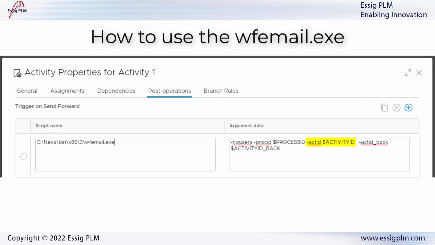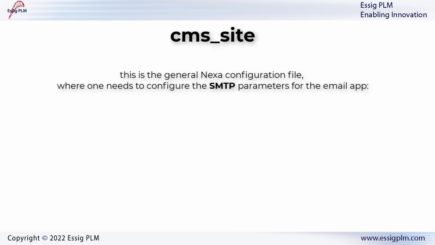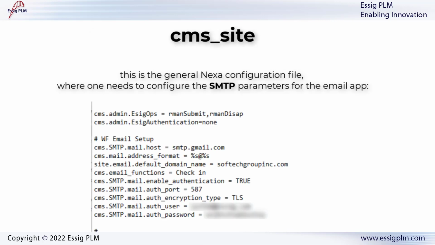The activity ID argument is passed when we are sending the emails to the users in charge of the successor activities, while the activity ID back is used when we want the operation to send emails to those users that need to rework on their activities. We can omit these 2 arguments if we use a distribution list, since it specifies directly the names of the recipients. It is now time to see the information that needs to be inserted in the CMS file.